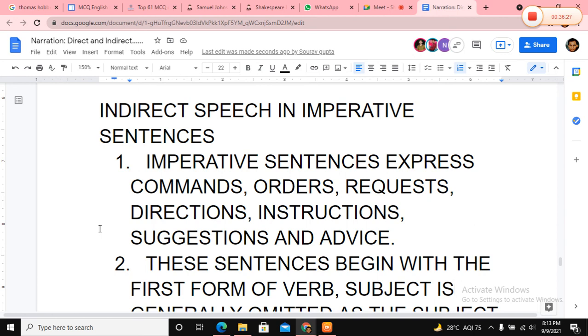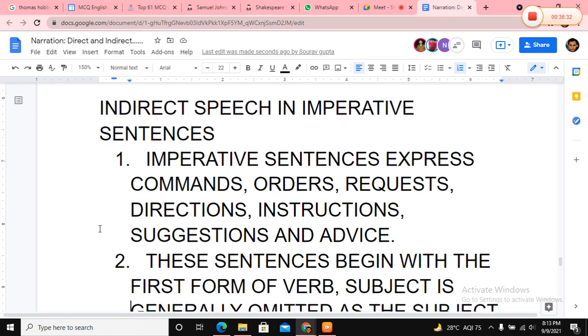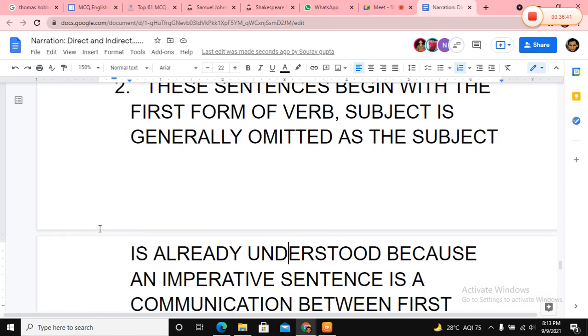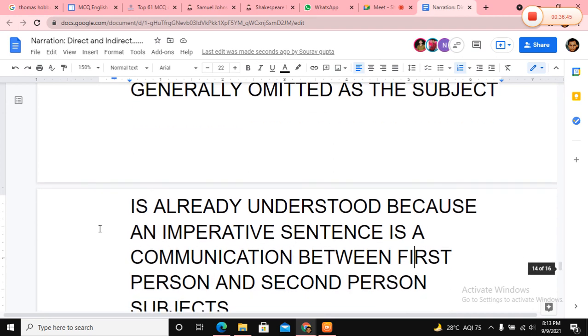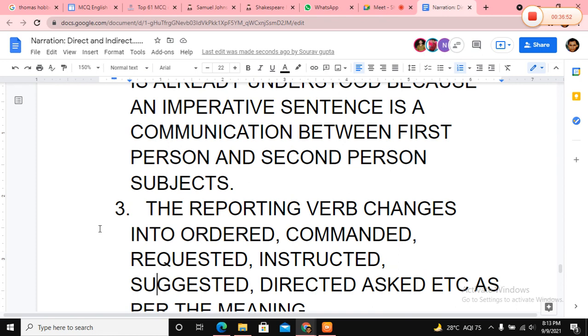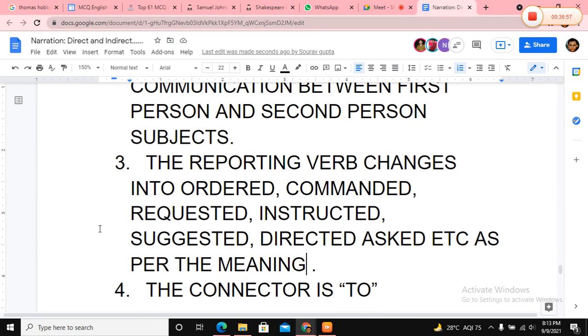Imperative sentences express commands, orders, requests, directions, instructions, suggestions and advice. These sentences begin with the first form of verb. Subject is generally omitted as the subject is already understood, because an imperative sentence is a communication between first person and second person subjects. The reporting verb changes into ordered, commanded, requested, instructed, suggested, directed, asked, etc. as per the meaning. The connector is to.